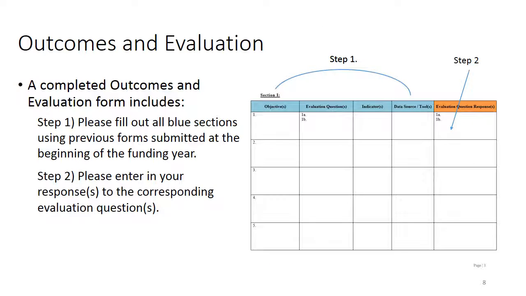Next, Form D is outcomes and evaluation. Using, again, the form that you submitted at the beginning of the year with your application, you'll be able to fill out step 1. You can either copy paste that or fill it out. And then the next step would be step 2, and that's a new section that we added. If you look at the orange, answer the questions that you asked before, and make sure that you're filling out the rest of the sections that need to be completed.